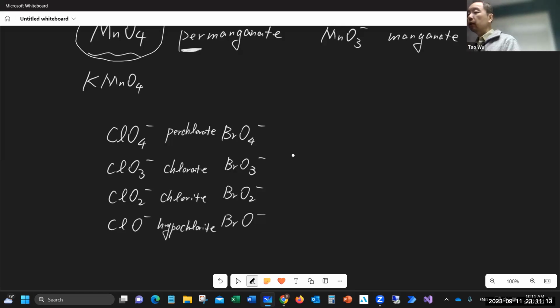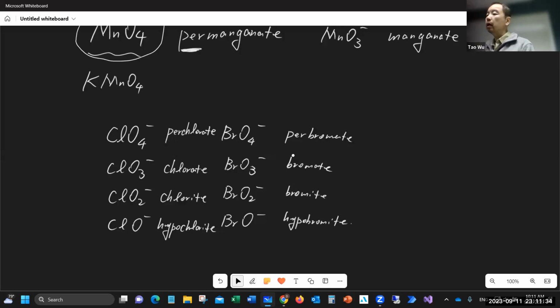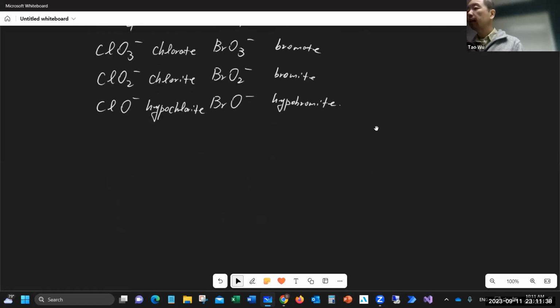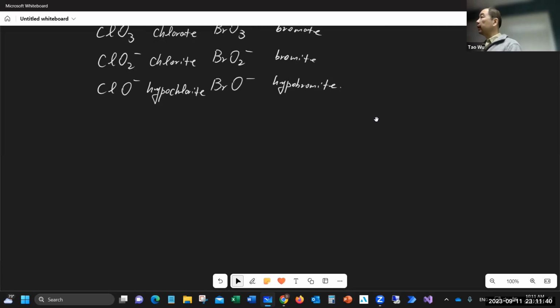Here is doing the same thing. They have perbromate, bromate, and this is bromide, and this is hypobromite. So this is a practice.